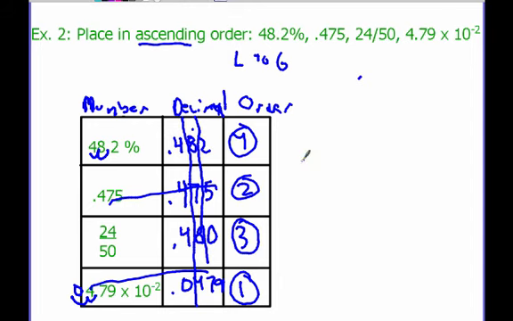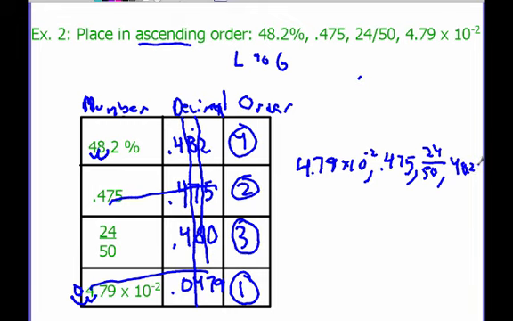So the first number I write is 4.79 times 10 to the negative 2. Next up, number 2, 0.475. Next, number 3, 24/50. And finally, my fourth number, 48.2%. So all I did was turn all of these numbers into decimals, compare them, order them, and then rewrite them in the order that I want.